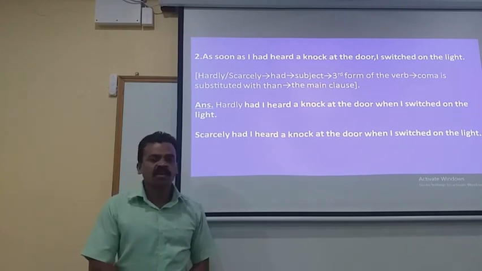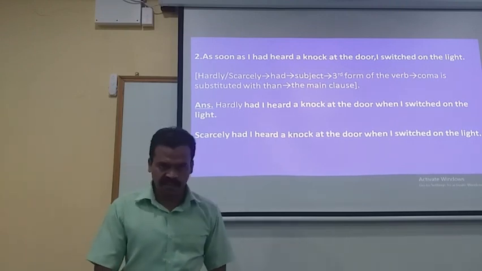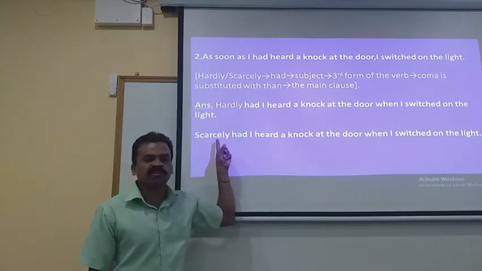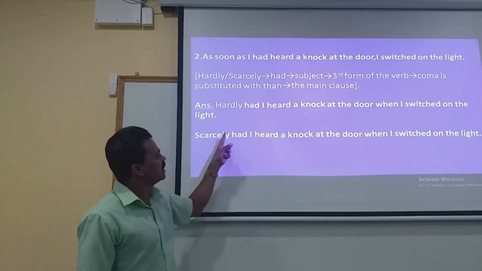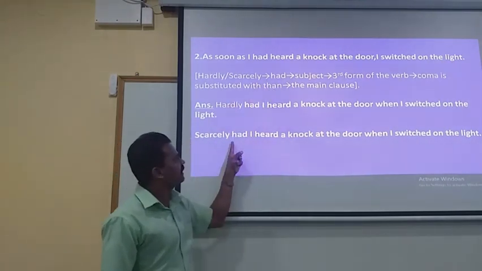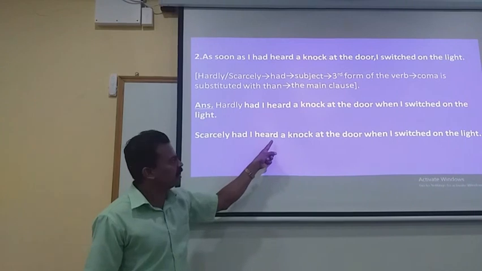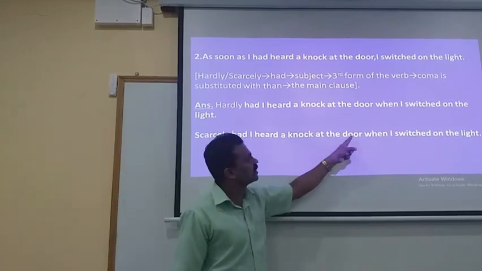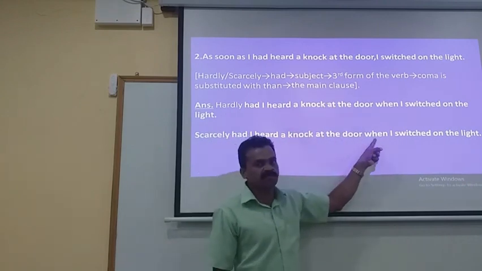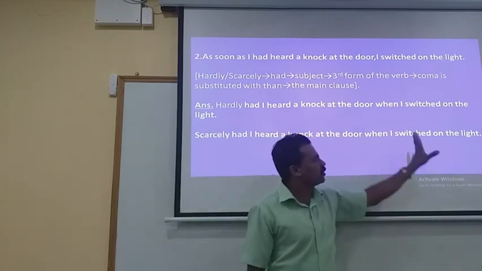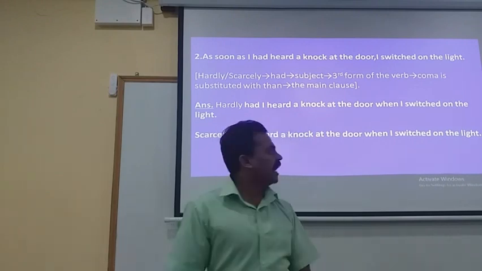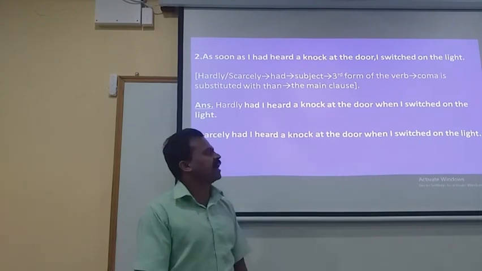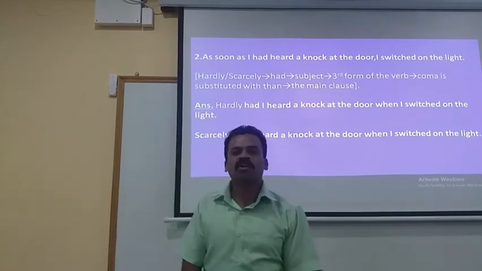The same is the case when the statement begins with scarcely. The same rule is applied. In the place of as soon as, it will be substituted with the word scarcely. So immediately after scarcely, had, then subject, third form of the verb: scarcely had I heard a knock at the door. The comma is removed, and in its place we make use of the word when, and the main clause is placed exactly as it is: I switched on the light. So the answer will be: scarcely had I heard a knock at the door when I switched on the light.